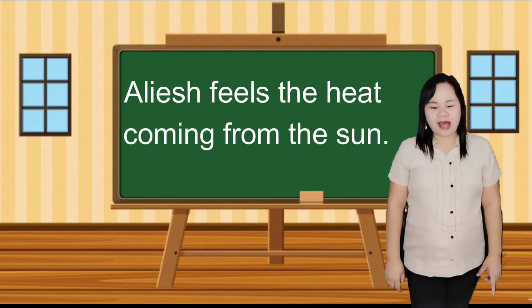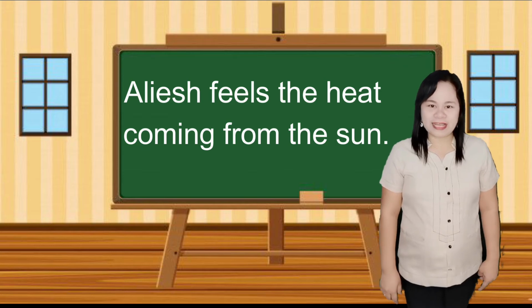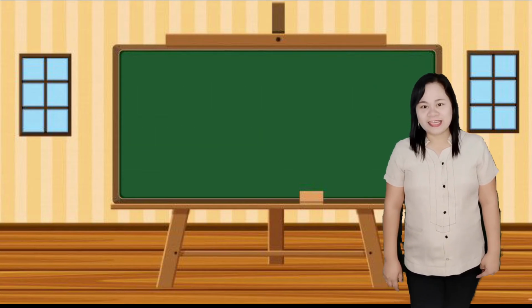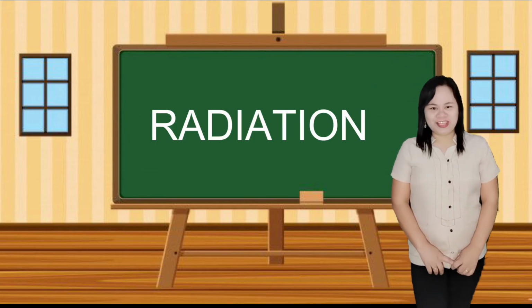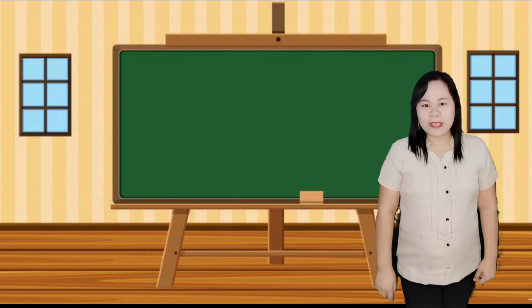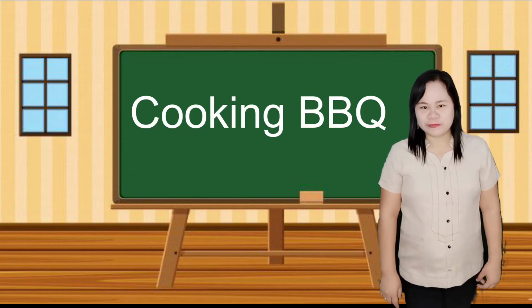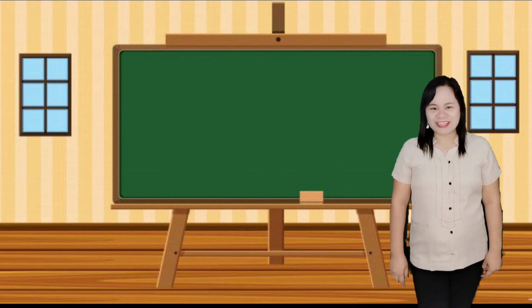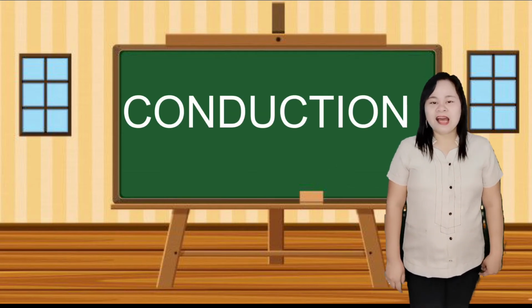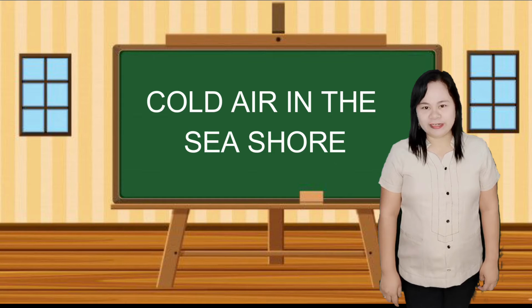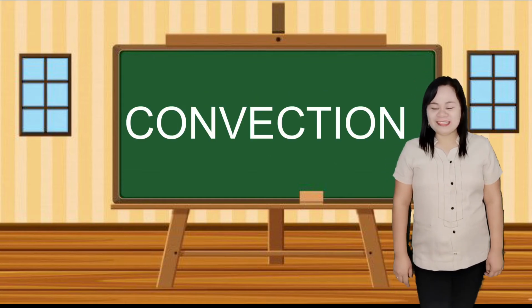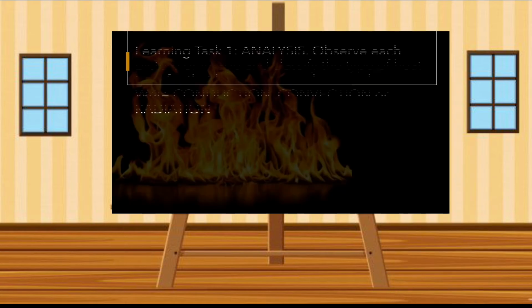1. Alice feels the heat coming from the sun. It is nice, radiation. 2. Cooking barbecue. It is conduction. And last one, cold air in the seashore. Very good, it is convection.